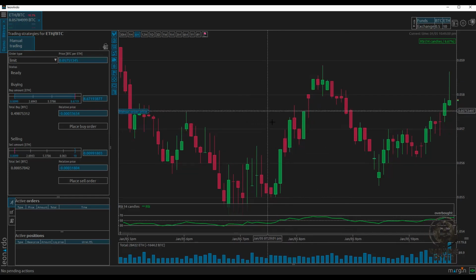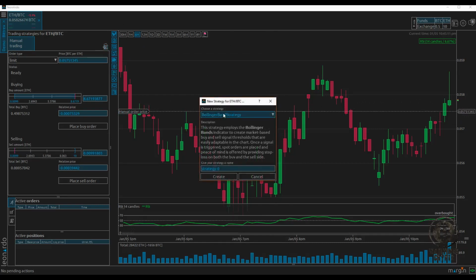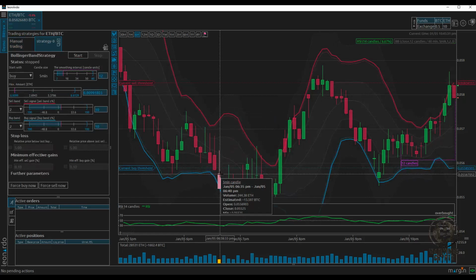So let's talk about the Bollinger Band Bot. That's why you're watching this video. First of all, let's create one. To do that, you go to the chess piece here, click on it, and it opens this window to choose the type of strategy that you want to use. Currently Leonardo offers 3 bots: the Bollinger Band, which is the new one, the ping pong strategy, and the margin maker. And you can give it a name. So I'm going to go ahead and click and create one.